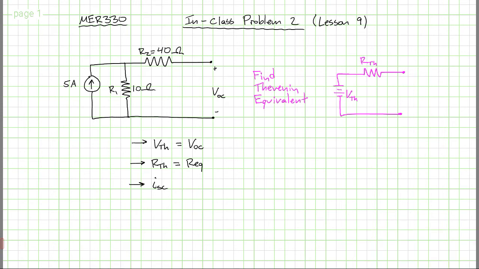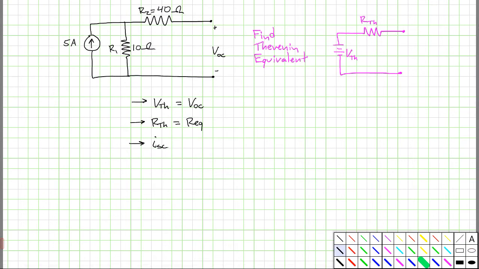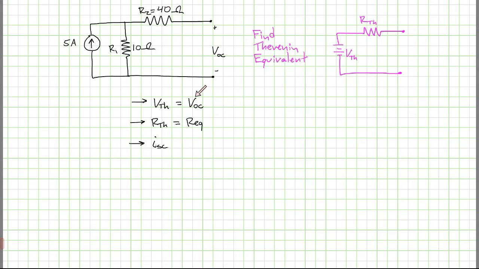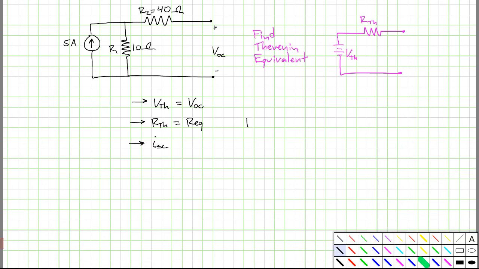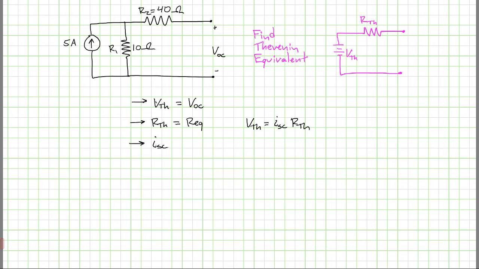The thing about solving these Thevenin problems is it doesn't matter which you pick to find. We need to do 2 out of 3, because once we know any 2 out of these 3, we can just do Ohm's law to know that VTH is equal to ISC times RTH. So again, we only need to find any 2 out of these 3. So we just pick the 2 that are easiest. Almost always, the easiest thing to find will be the equivalent resistance. So I think I'm just going to do that one first.